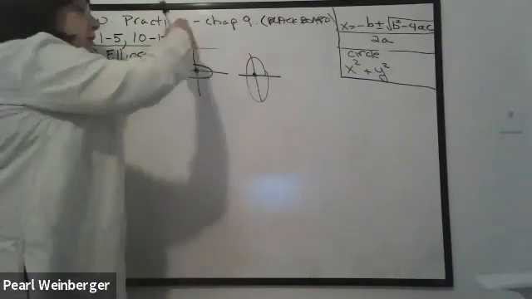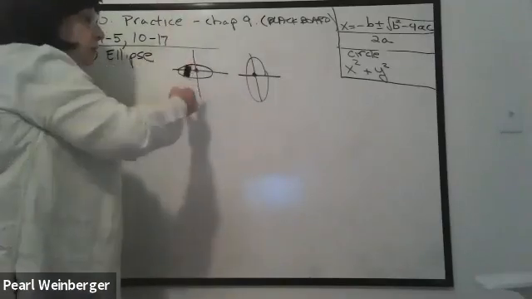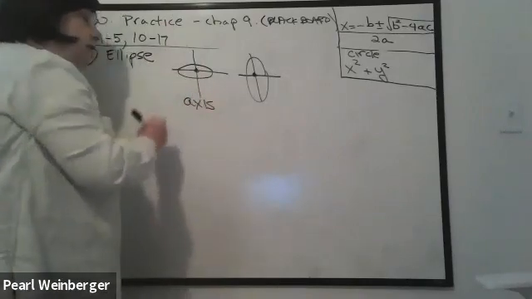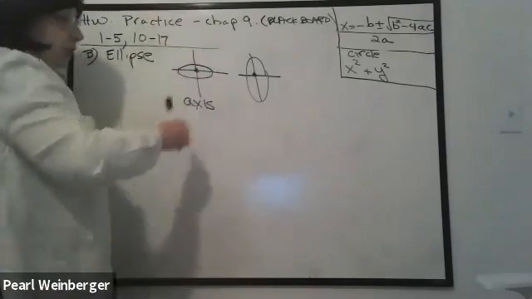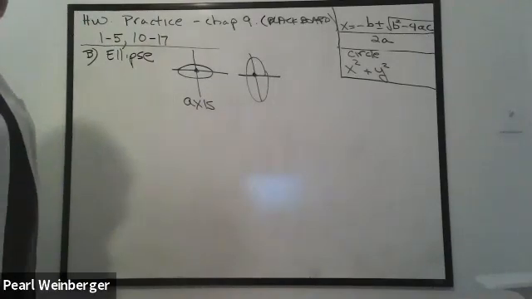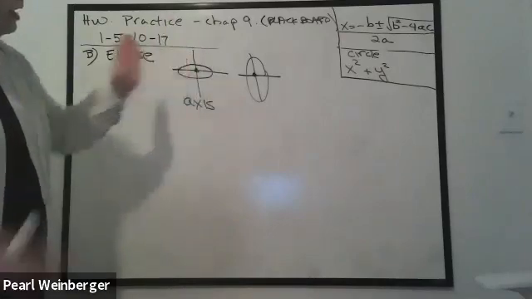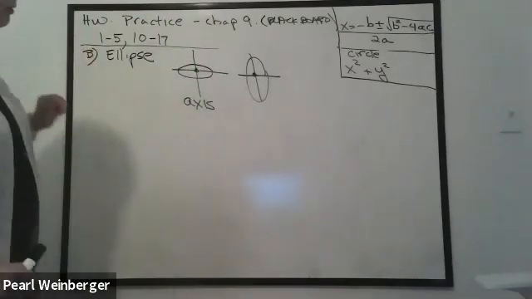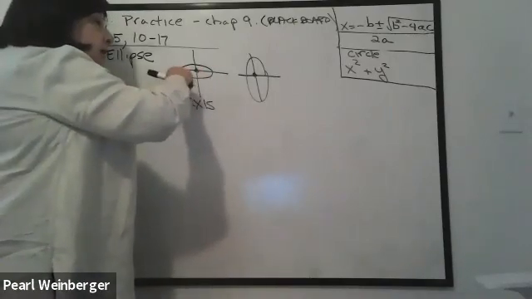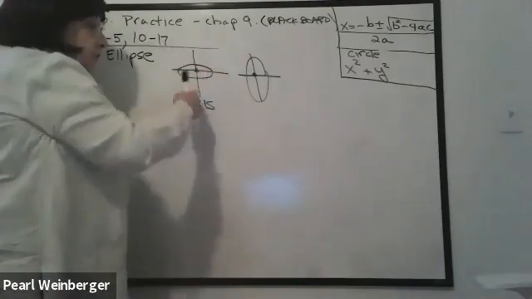The lines that go straight through the ellipse, both horizontally and vertically, are called the axes. There's a horizontal axis, there's a vertical axis. Each of the axes cuts the ellipse in half. And each half goes right on top of the other. If you notice on this one, the horizontal axis is longer than the vertical.